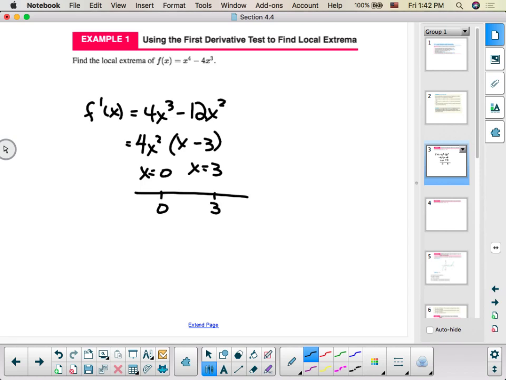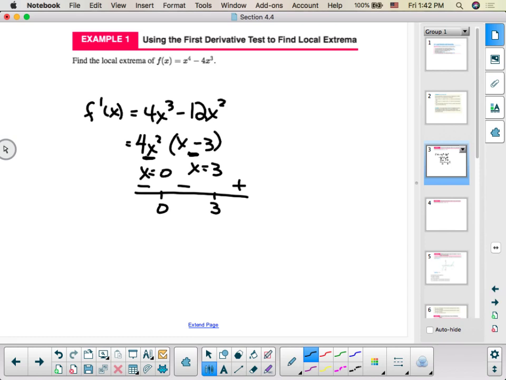And if our number is less than 0, this piece is going to be positive and this piece is going to be negative. So that gives us a negative. If we're between 0 and 3, this first piece will be positive again. This piece will be negative. So we have a negative once again. And if x is greater than 3, both pieces will be positive, and so we have a positive.